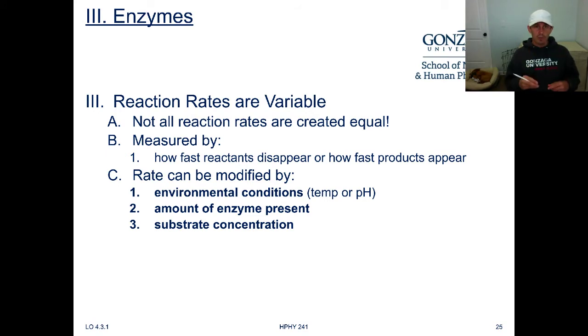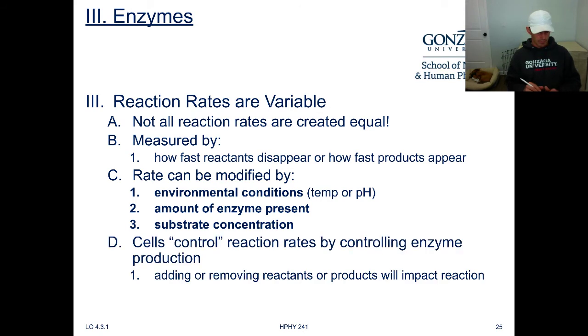That's a 1-to-1 ratio. But let's say you keep the enzyme concentration the same, 5 molecules, but you decrease the substrate concentration to 1. That's going to slow down the rate at which the reaction occurs because you're limited by the amount of substrate that's present. Okay. And I asked this question earlier.